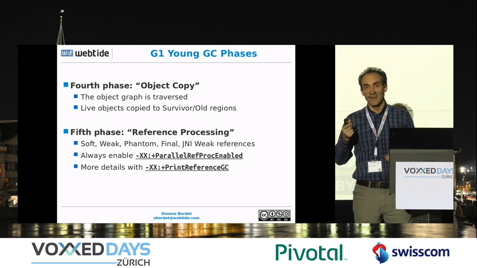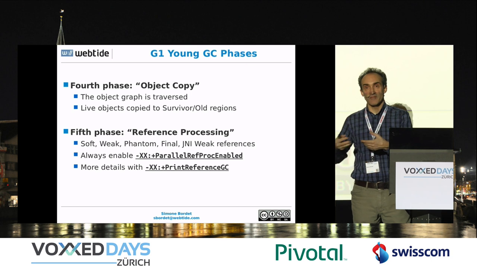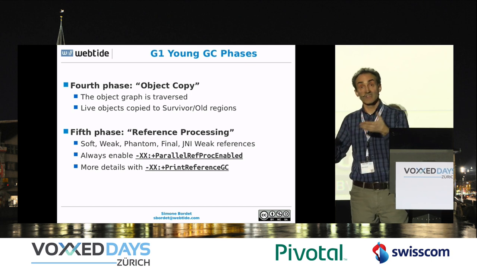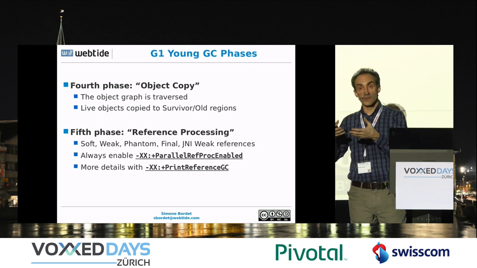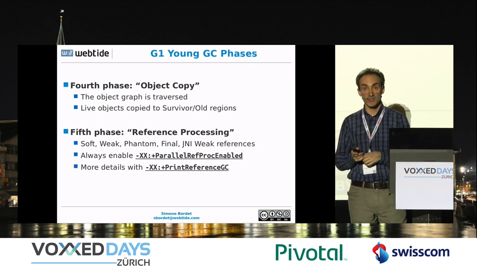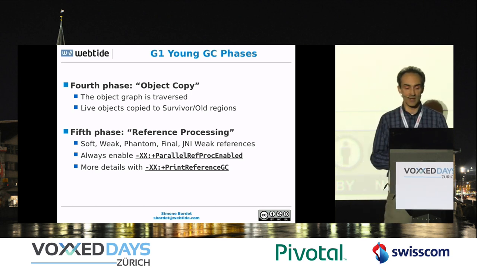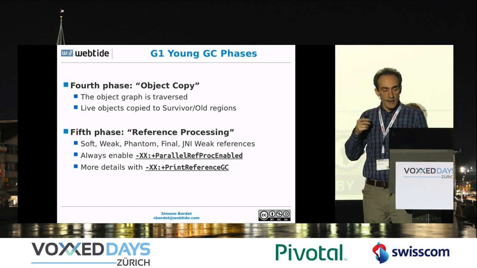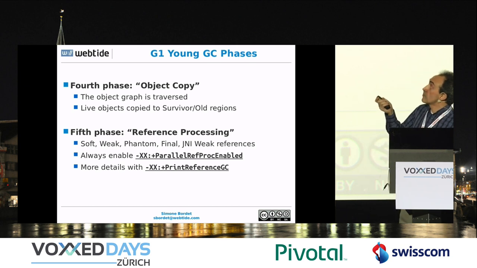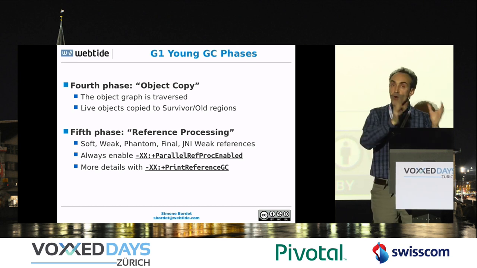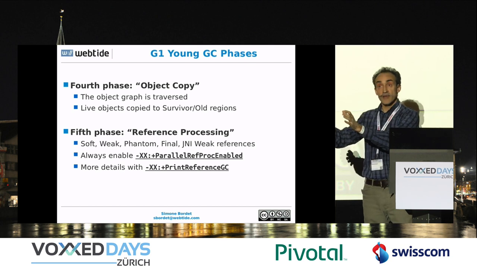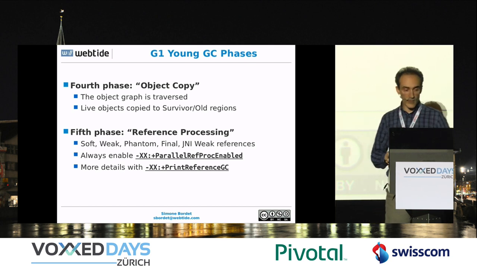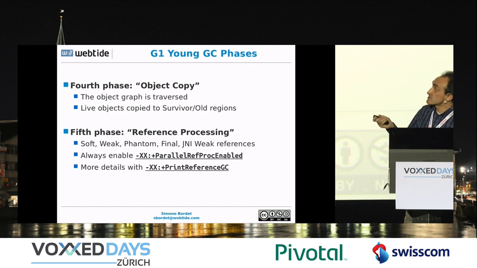Not only that, while I'm traversing this object graph, I can also keep track of how long it takes me to clean up one single region, or many regions, or the whole Eden and survivor regions, so I can keep track of the times. So basically the object copy is mainly about copying objects from one Eden region to either another Eden region or a survivor region. The fifth phase is, because I've traversed the graph and kept track of the references, I want to do the reference processing.